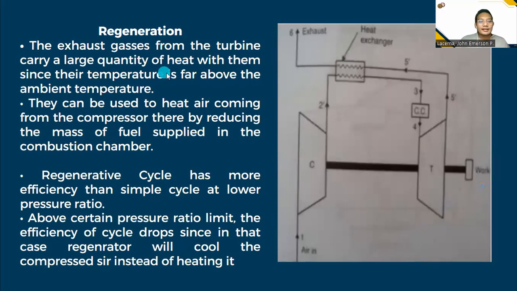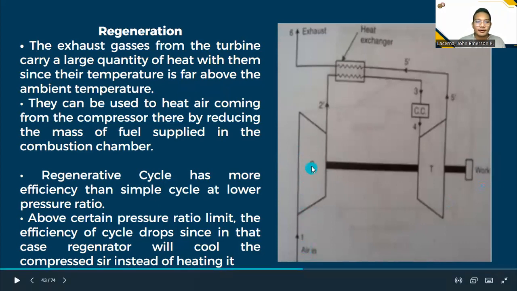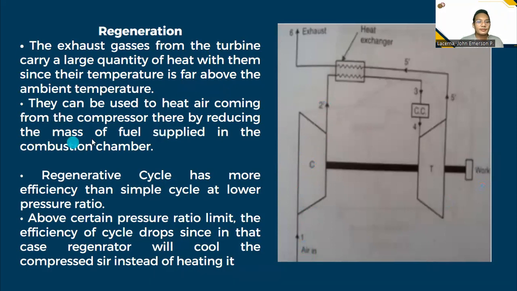Okay. At ang last method for increasing our thermal efficiency is regeneration. Regeneration, the exhaust gases from the turbine carry a large quantity of heat with them since their temperature is far above the ambient temperature. They can be used to heat air coming from the compressor, by reducing the mass of fuel supplied in the combustion chamber. Okay. Regenerative cycle has more efficiency than simple cycle at lower pressure ratio. Okay, discuss natin ito mamaya. Dito muna tayo kay regeneration.